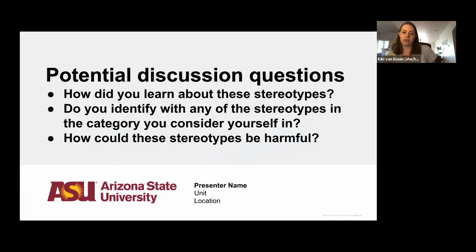So from there, I have a discussion with them, and some of the potential discussion questions that you could use and that I have used are: how did you learn about these stereotypes? Do you identify with any of the stereotypes in the category that you consider yourself in, which really helps students to humanize these stereotypes and to really understand that these are actually about human beings? And how could these stereotypes be harmful?